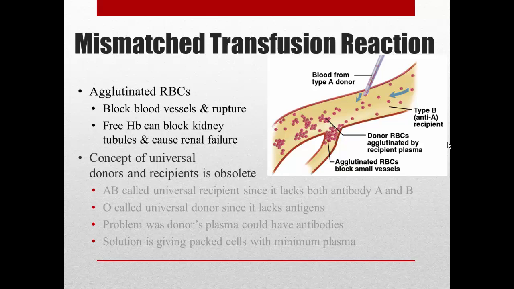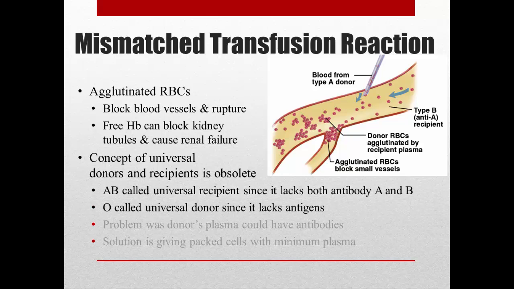Now, the concept of universal donor and recipient is rather obsolete these days, but I like to point to why they could work in an emergency kind of situation. AB blood has been called the universal recipient since it doesn't have any antibodies. Remember, AB blood has A and B antigens, and so it can't have any antibodies. So if you have AB blood, you could get a transfusion of A blood, and since you don't have any antibodies, your blood can't attack the donated A blood.